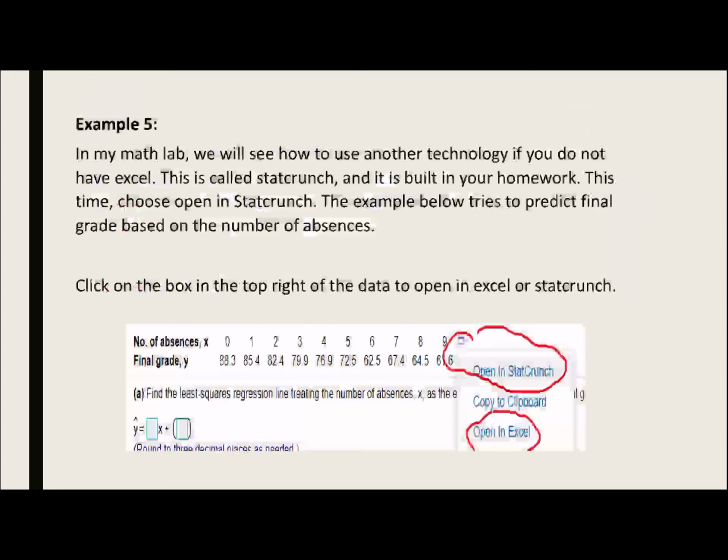Example 5. In MyMathLab, we will see how to use another technology if you do not have Excel. This is called StatCrunch, and it is built into your homework. This time, when you click the box, choose Open in StatCrunch. The example below tries to predict final grade based on number of absences. So X is absences, and grade is Y.